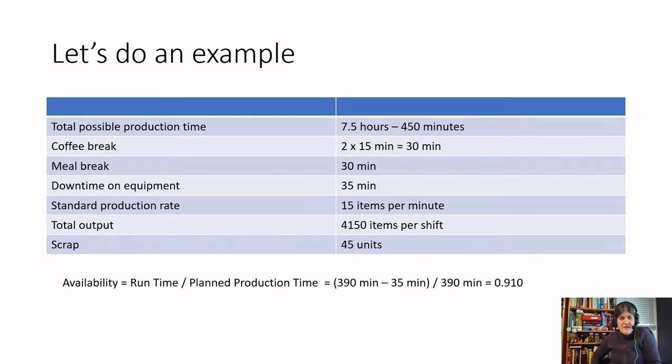So let's do an example. Our availability is our runtime divided by our planned production time. So as I did before, our actual production time was 390 minutes. When we took out those breaks where we shut down the equipment for that period of time, that 30 minutes here and 30 minutes there, that was minus 60 minutes, giving us 390, minus 35 on our downtime. So that's going to give us 355 divided by 390, and that equaled 0.910. We're going to carry that number forward for our overall OEE score.